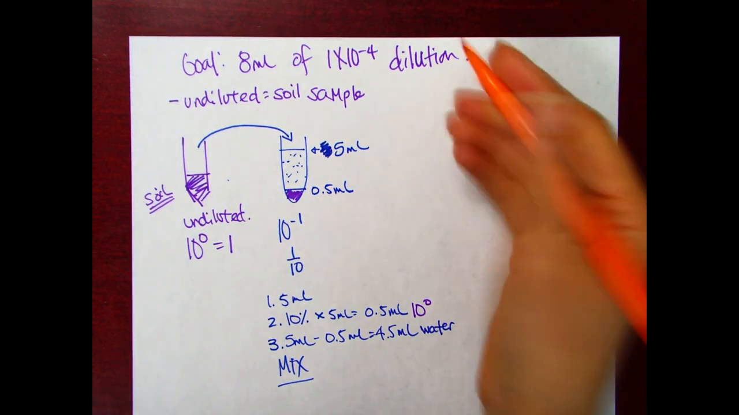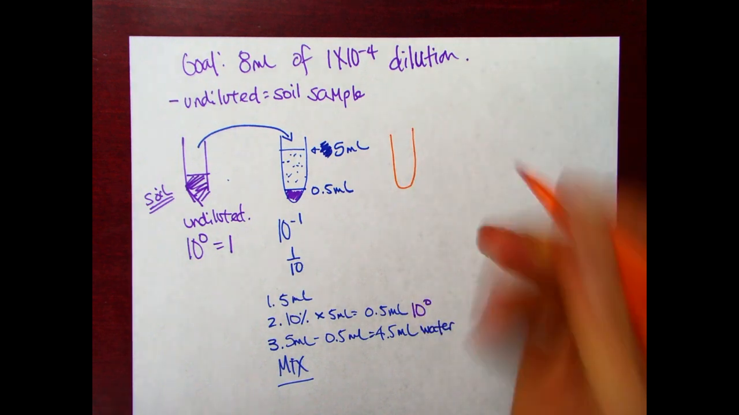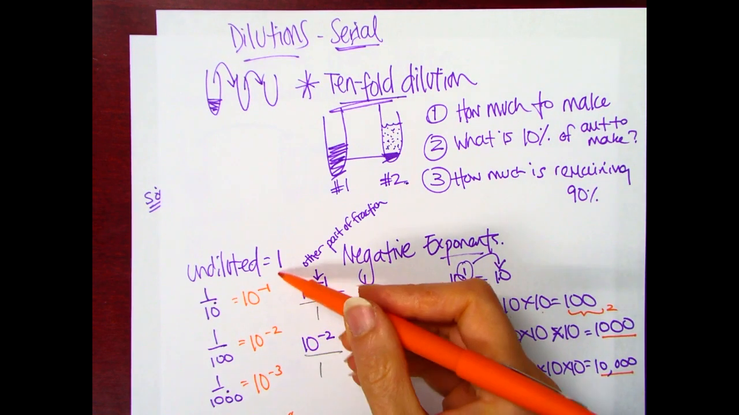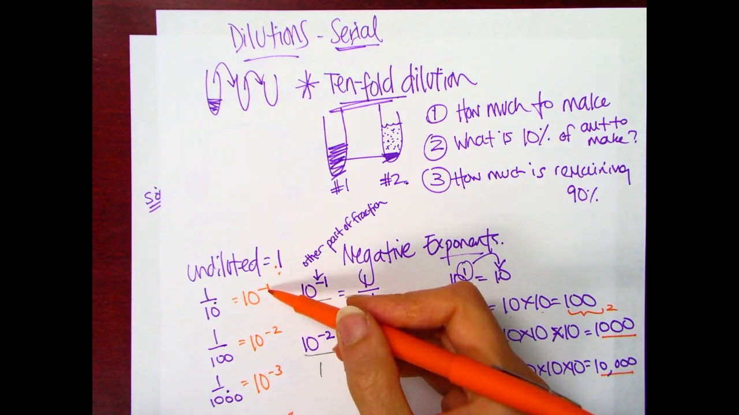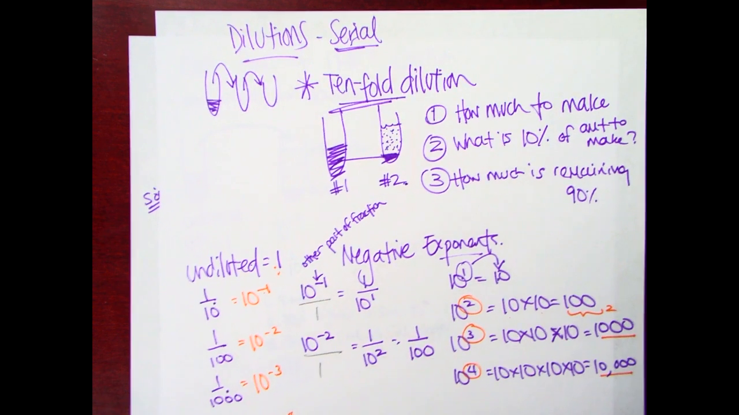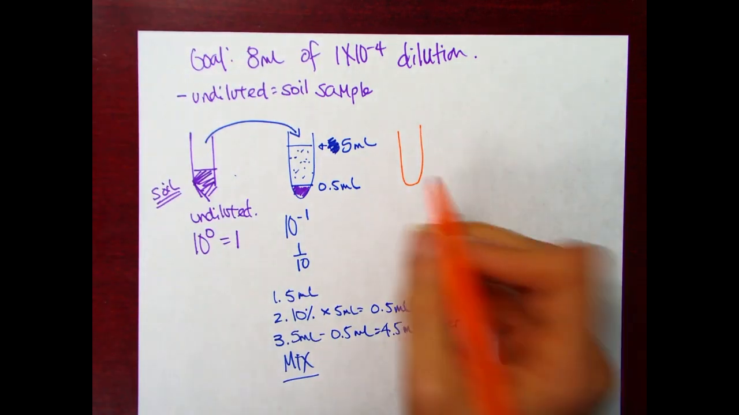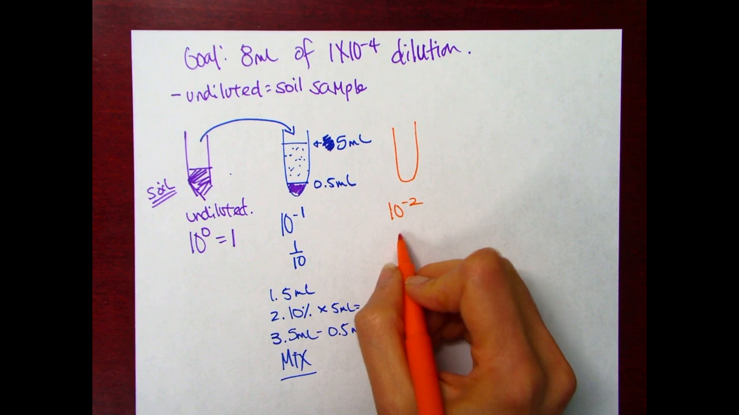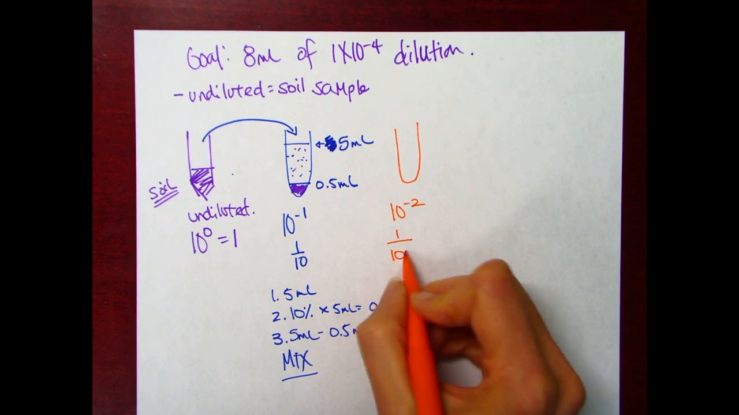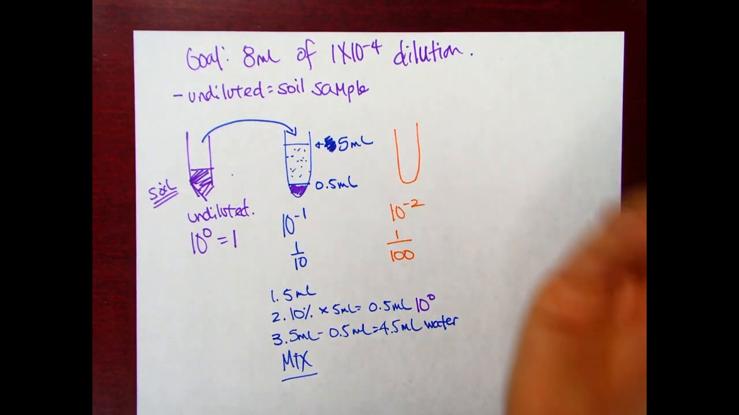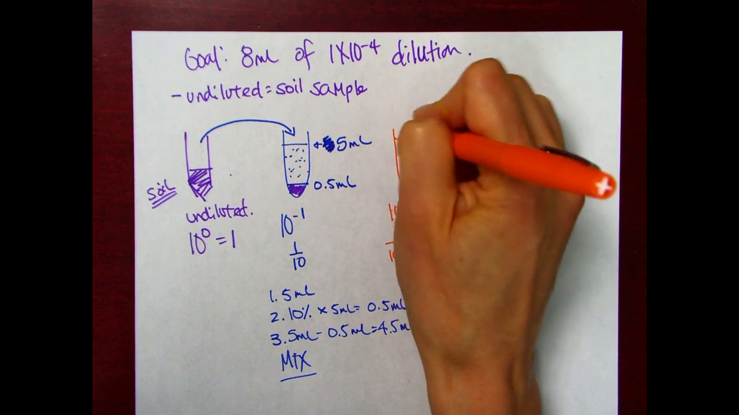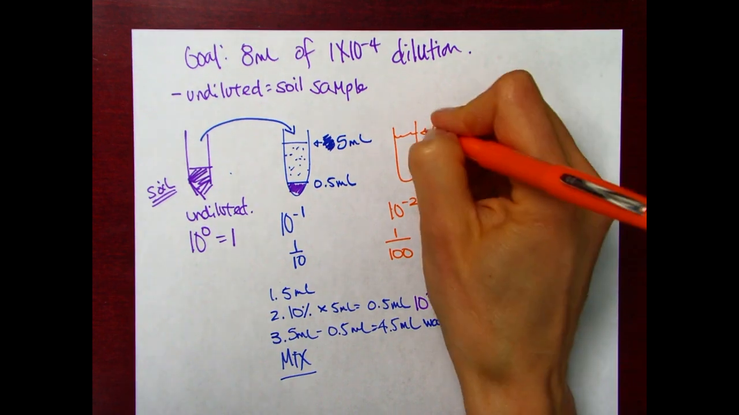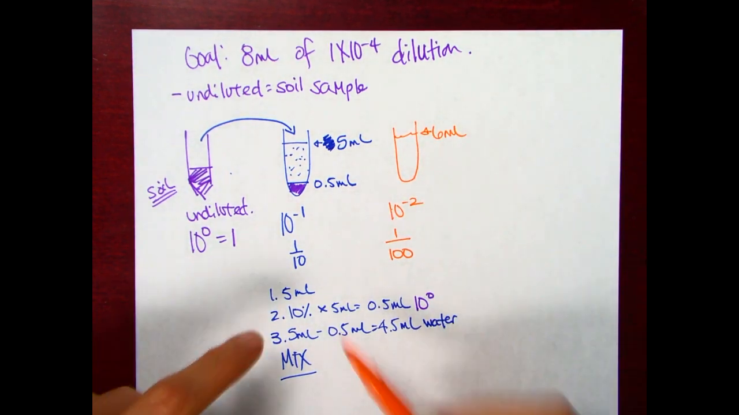Okay, so to make our next tube, remember each of our tubes is 1/10 of the one above it. So since we've successfully done this, our next dilution has to be from the 1/10 to the 1/100th. But again, we're going to use the shortcut exponent. So this is 10 to the minus 2. I'm going to write it down here, 1/100th. For this one, we want to make 6 mils, just to make things more exciting.